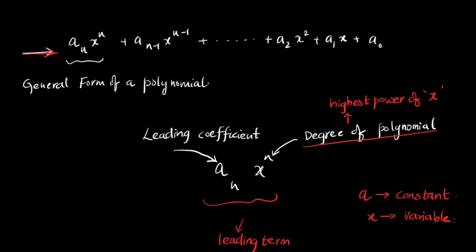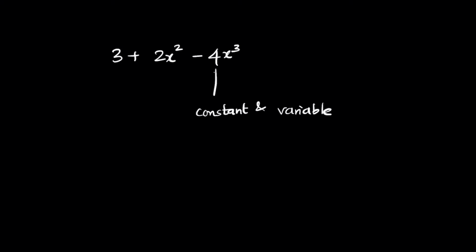Now, let's take a simple example of a general polynomial. For example, say you have 3 plus 2x^2 minus 4x^3. This here is an example of a polynomial. So how can we say it's a polynomial? Number one, it has to have a combination of a constant and a variable. We do have a constant here and a variable here, and there should be multiple terms of them. So there are multiple of them.